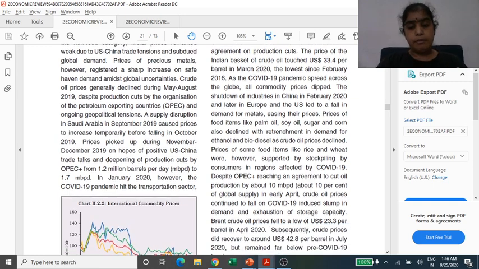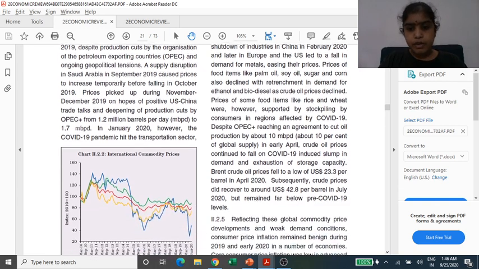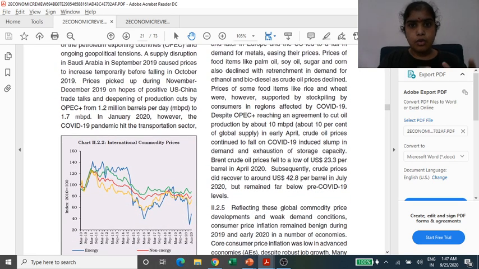Then the pandemic started, in March 2020 or February 2020, and the demand was very much less due to the lockdown and the uncertainty. Every country was facing it for the very first time, and crude oil not only reached $33 per barrel, but came down to $23 per barrel in April 2020. Subsequently, crude prices did recover to around $42 per barrel in July 2020, but remained far below pre-COVID-19 levels.